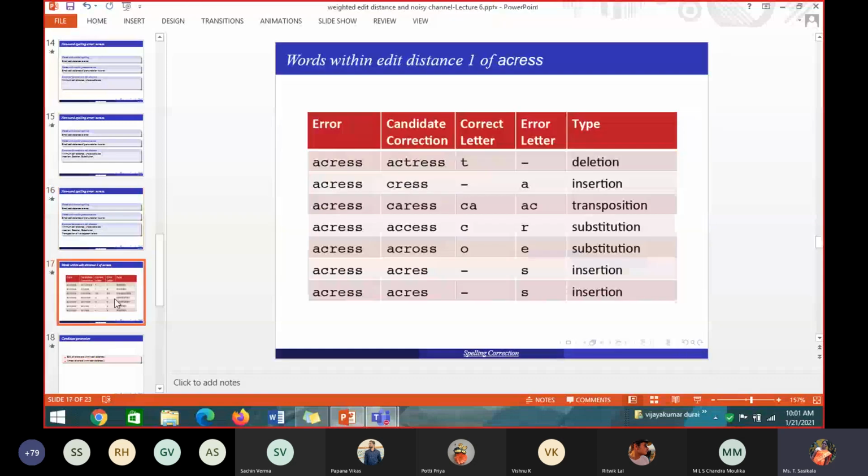For example, "acress" is my error word. What are all the candidate words I have generated? I have generated actress, caress, access, across, acres, and so on. These are all the candidate words which I have generated based on similar spellings and similar pronunciation for "acress". For that wrong word, I have to generate possible candidate words, and among these candidate words, I have to apply the probability formula and find out whichever word has the highest probability. That word will be taken as the correct word for "acress".